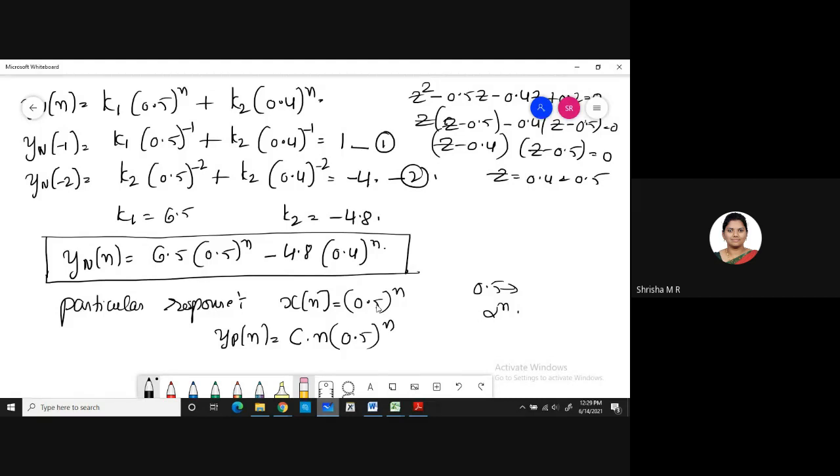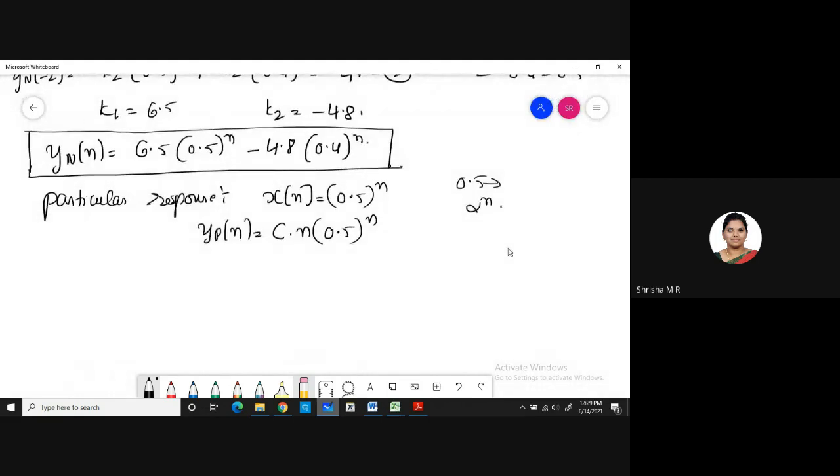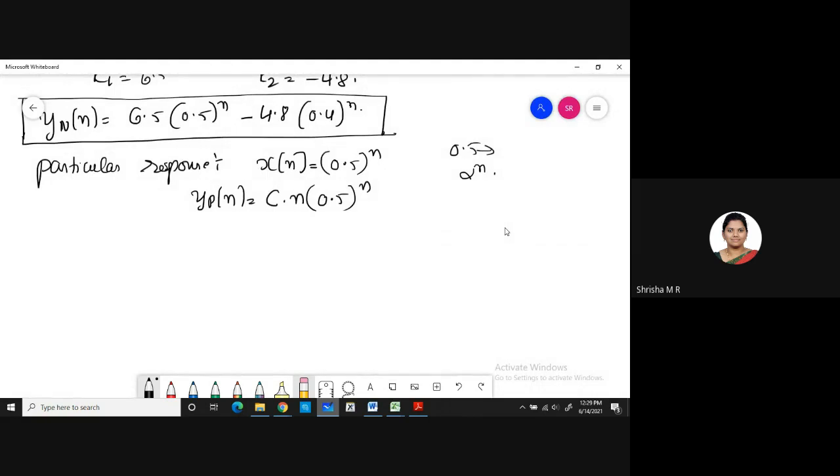If you have just alpha to the power of n, so that will be c into alpha to the power of n. But this 0.5 is one of the roots of the characteristic equation, so that you have n here. Understood? Clear? Is it clear, everyone? Yes, ma'am.